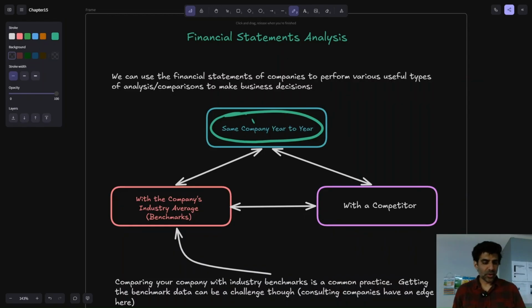You can also use financial statements to compare one company with a competitor. If you have two different companies, you can perform an analysis to see how the company you care about stacks up against a particular competitor. Maybe if you're looking at retail companies, you look at Walmart versus Target, or TJ Maxx versus Ross, right?